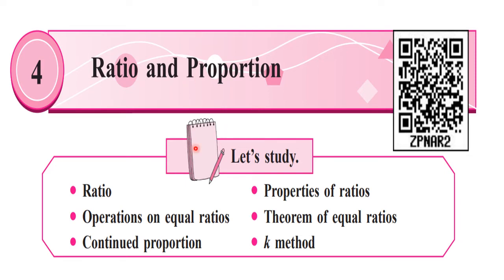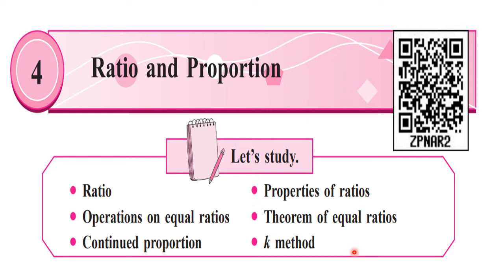In this chapter, up till now, we have completed the concept of ratio, then we have seen properties of ratio, then we saw operations on equal ratios, all the 5 operations we saw, and then the application of those equal ratios. Then we saw theorem on equal ratios. And in the previous lecture, I explained to you the concept of continued proportion and K method. Also, we have discussed all the solved examples from the textbook.